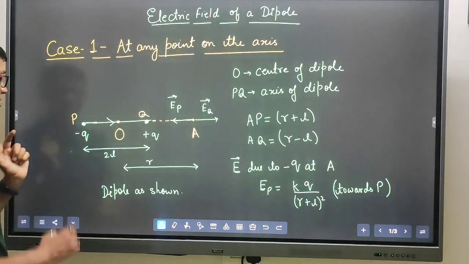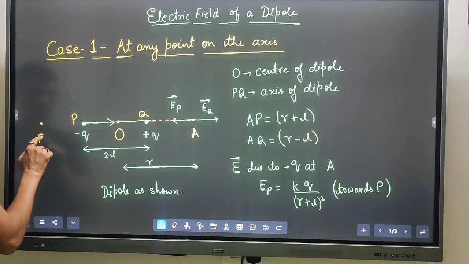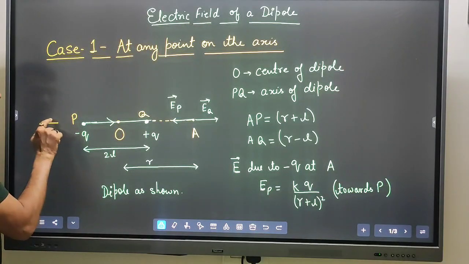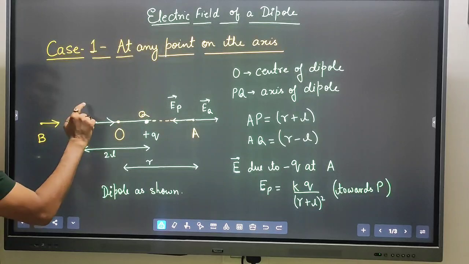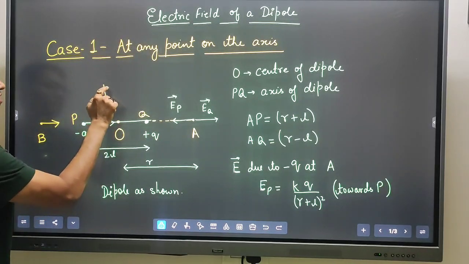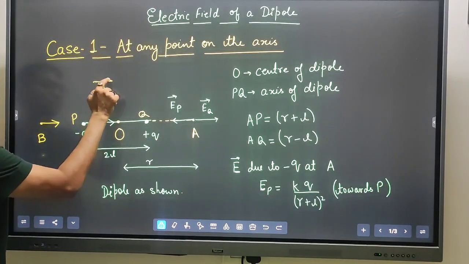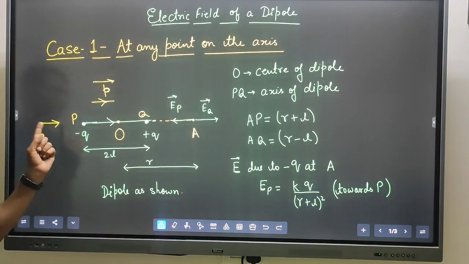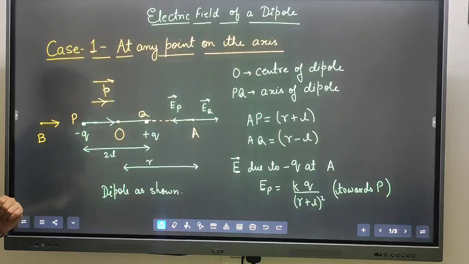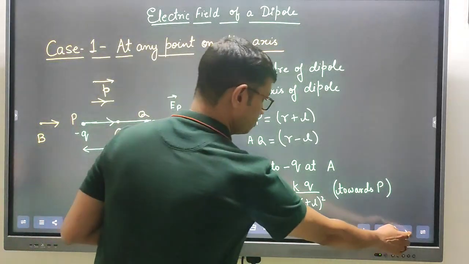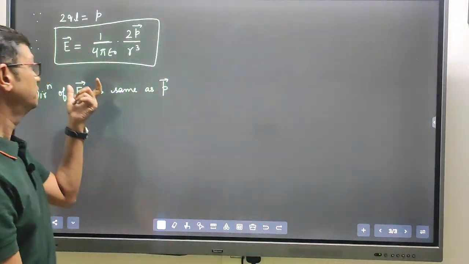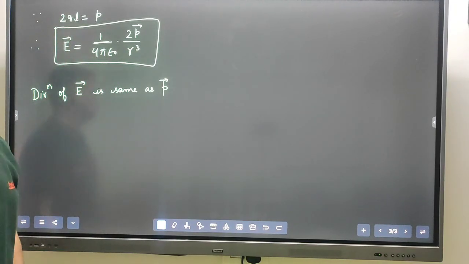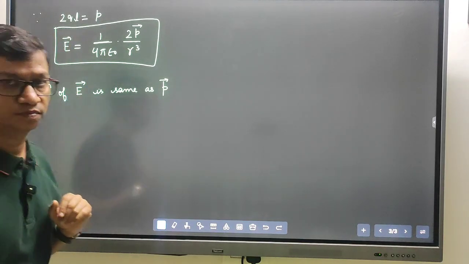So if the point was somewhere here, let's say point B, even then the direction of the electric field would be in the direction of the dipole moment. See, the direction of the dipole moment is like this here, right? So in both cases, the net electric field would be in the direction of the dipole moment. So the formula that you should remember for your numericals: E is equal to 1 upon 4 pi epsilon naught, 2p by r cube. Thank you.